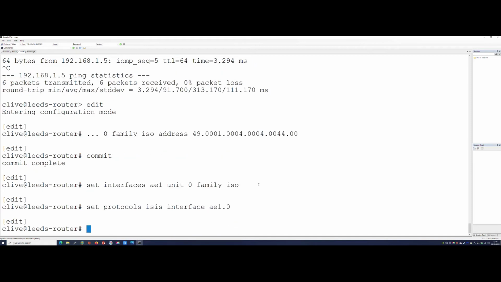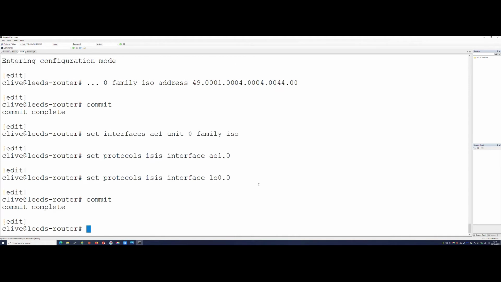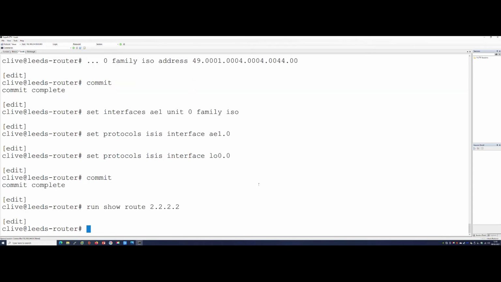But don't forget, we also need to include our loopback interfaces. So we're also going to set lo0.0. And we're going to commit that. And let's have a quick look. If we do a run show route 2.2.2.2, we still don't have it in there at the moment.